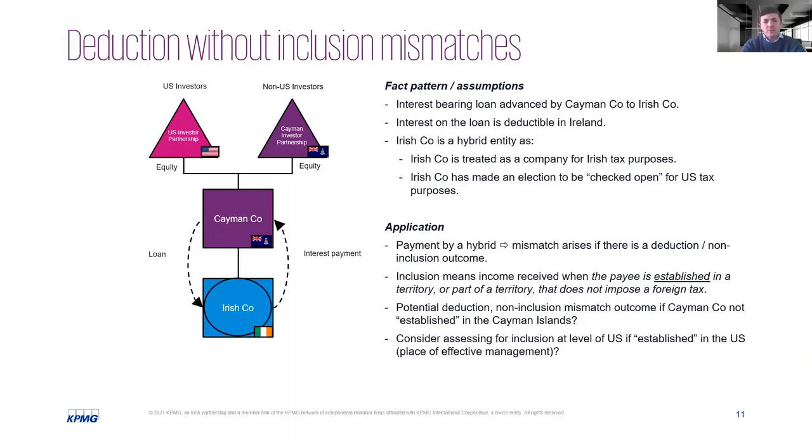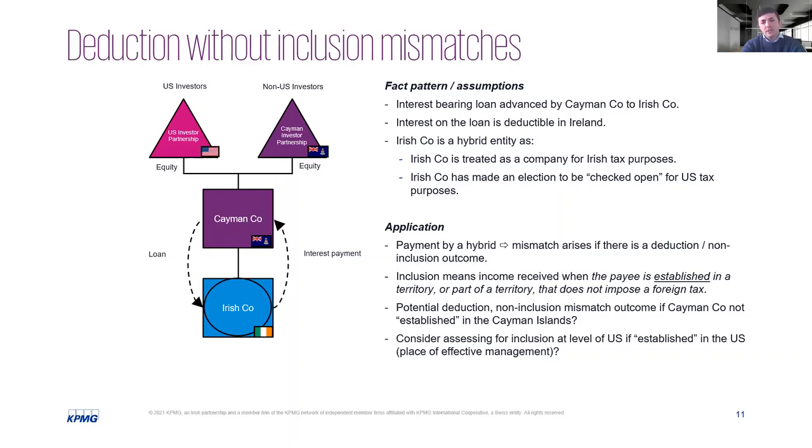And touching on the point that Garrett made previously, that income should be deemed to be included in the Cayman company, even though while it's included there, it might be subject to a 0% rate of tax. It's still included from the perspective of the Cayman company. And so we get out of our deduction non-inclusion mismatch outcome here.